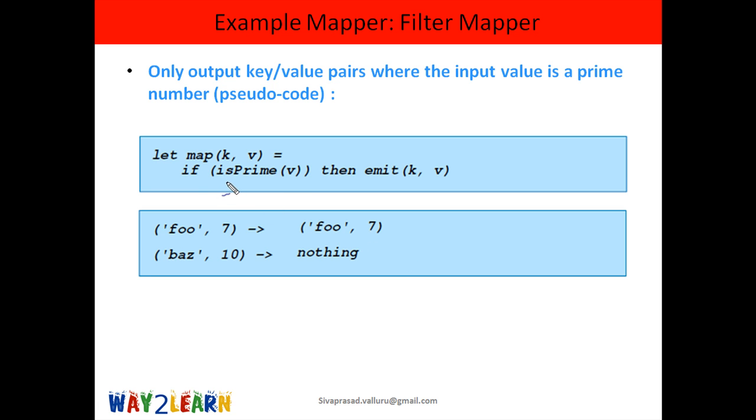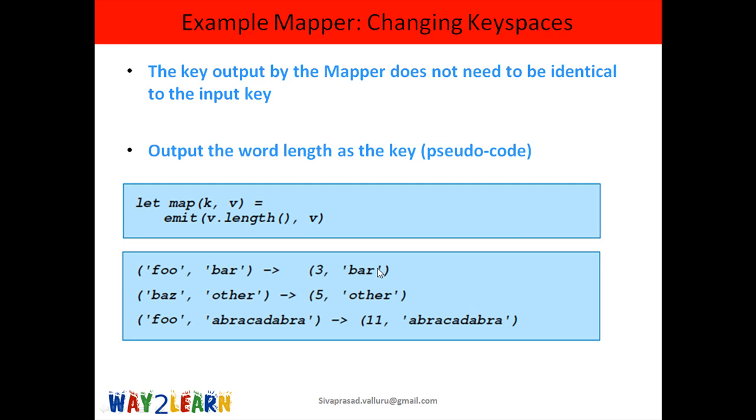So my mapper may look like this. In my mapper, I might write an if condition. If some condition is satisfied, like here I am checking if the value is prime or not, then only emit, otherwise it will not emit. So if the key value pair is like this, foo comma 7, 7 is a prime, so it will be emitted. Baz comma 10, 10 is not a prime, so for this key value pair the mapper may not emit anything. It is possible that your mapper may filter some key value pairs.